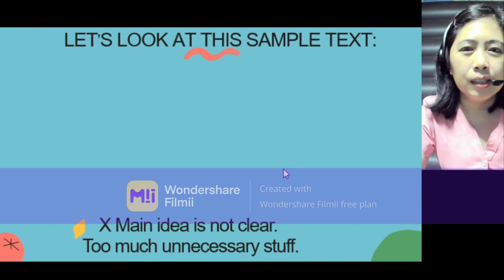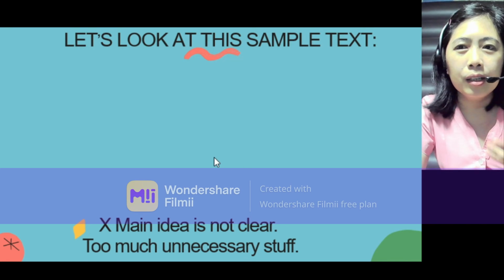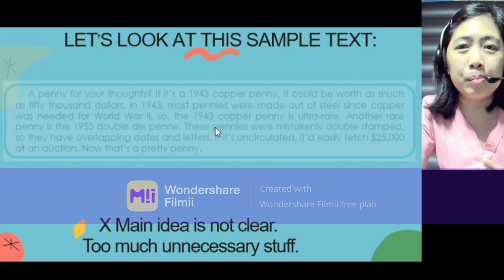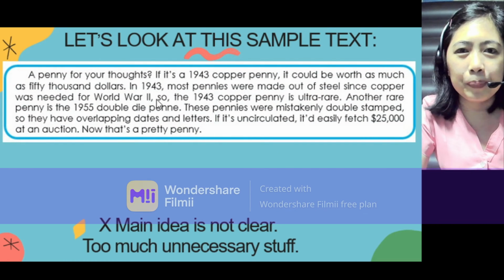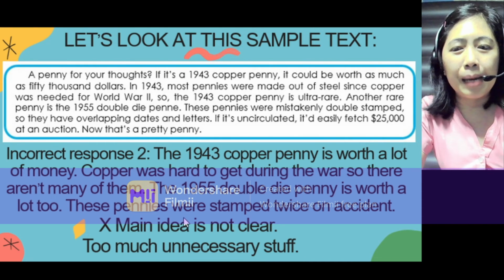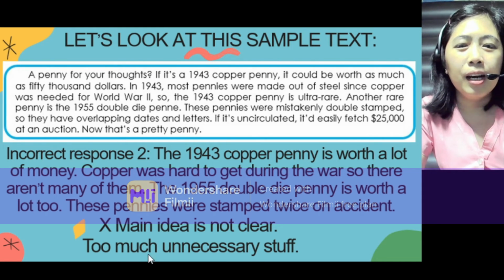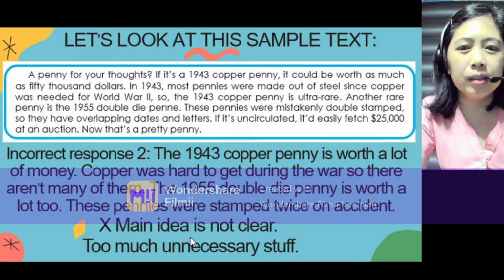Okay, for this time, there is another example on why it is not a good summary. Here the response: the 1943 copper penny is worth a lot of money. Copper was hard to get during the war, so there aren't many of them. The 1955 double die penny is worth a lot too. These pennies were stamped twice on accident. This also isn't a good summary because the main idea is not clear.